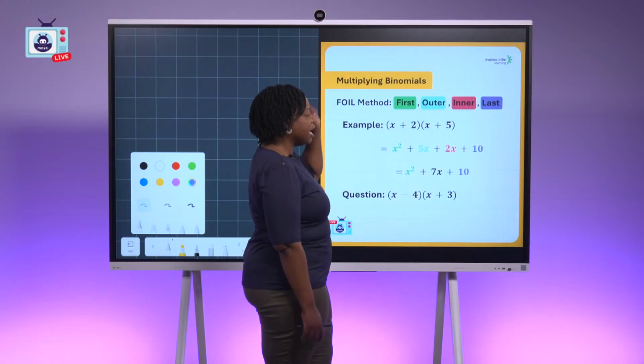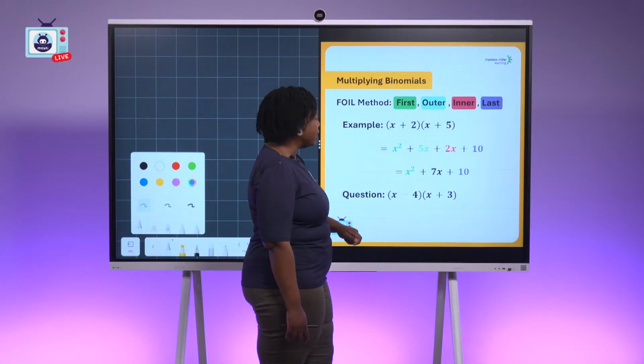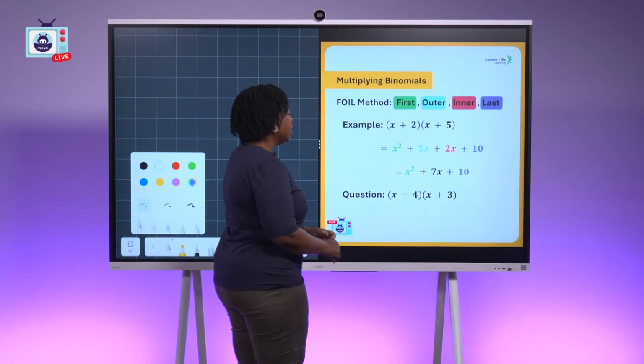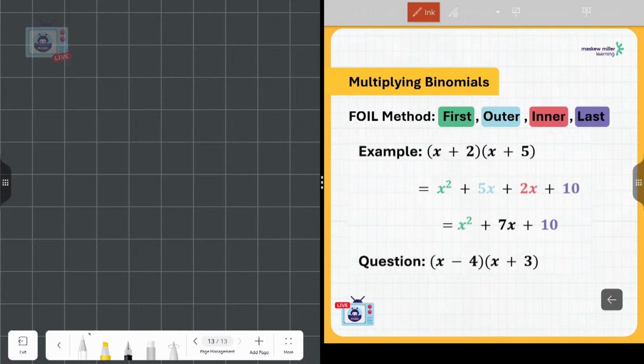So we have multiplied monomial by monomial. We have multiplied monomial by binomial. Now we are going to multiply binomial by binomial, right? So here, if you check, what happened is we have multiplied the first, that's what first stands for, and then we multiply the outer, and then we multiply the inner, and then we multiply the last, right?